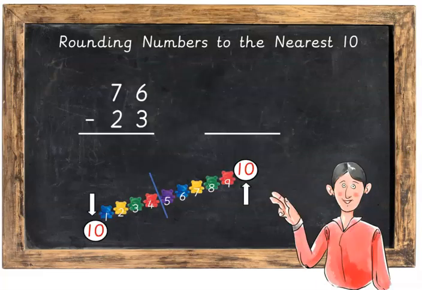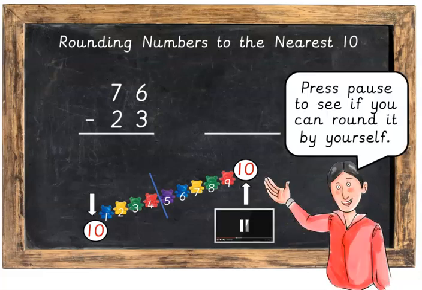Let's do one more takeaway, just to make sure we understand. So here we've got 76 take away 23. And press pause to see if you can round it by yourself first.